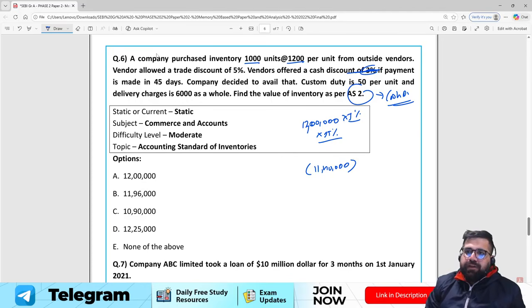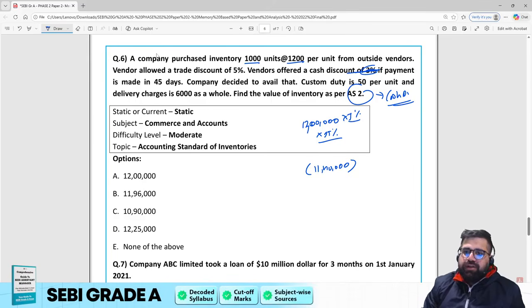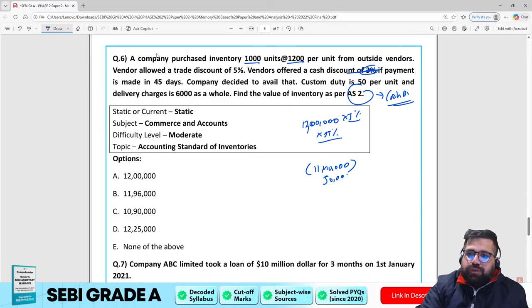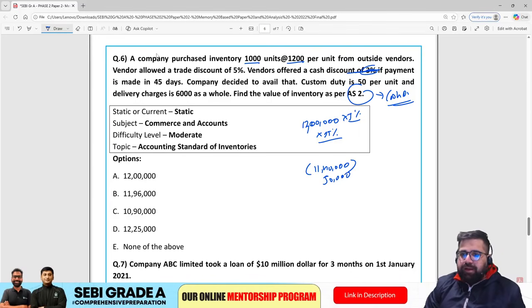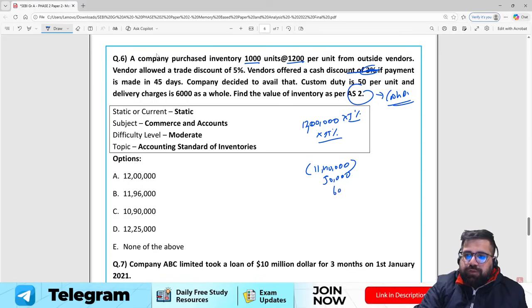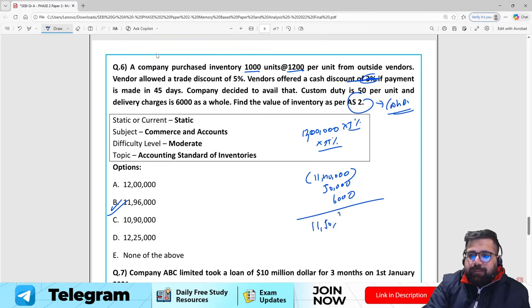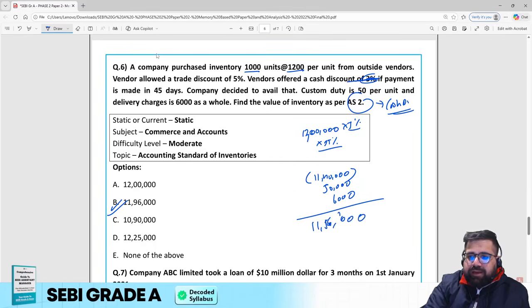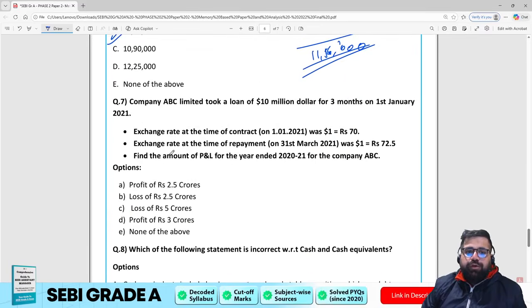Custom duty of 50 per unit is paid. So 50 into how many units? 1000 units. So you will be adding 50,000 over here, right? You will be adding 50 into 1000 only. And delivery charge of 6,000 as a whole. So your total will come out as what? 1196. You can do the calculation straight away. Your answer will come out as 11,96,000. Clear everybody? I hope आपने भी solve किया होगा and you are not over here to just see my face.